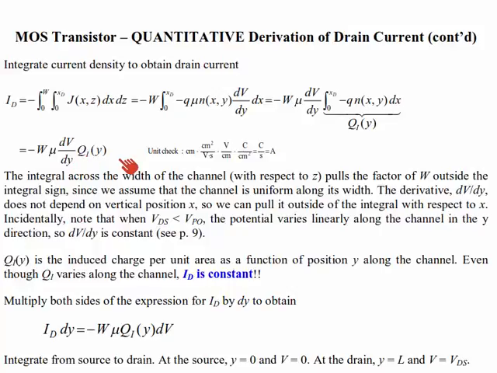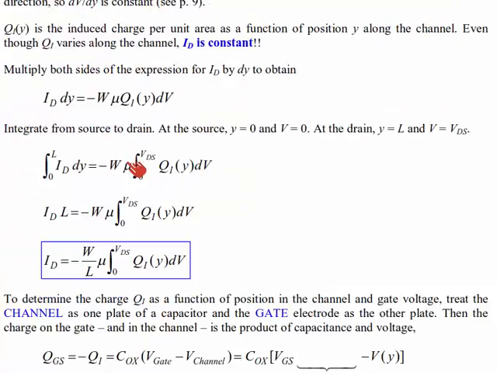Now some simple manipulations follow. We multiply both sides by dy. We end up on the left with I dy. On the right, we have W mu Q dv. We integrate both sides from source to drain. On the left, we integrate with respect to position from y equals 0 at the source to y equals L at the drain. We're integrating a constant I, right? The current is constant along the channel. So the integral of a constant from 0 to L dy equals I times L.